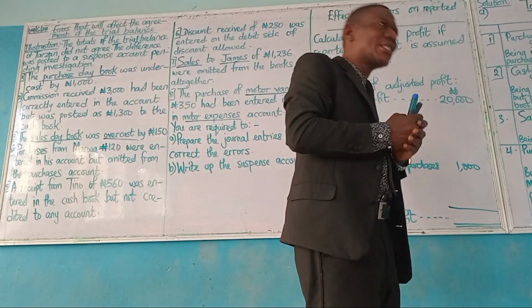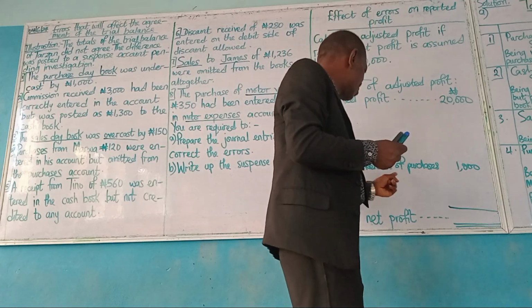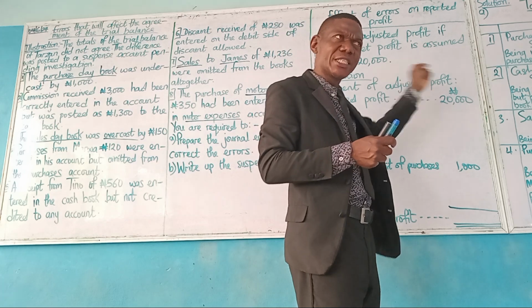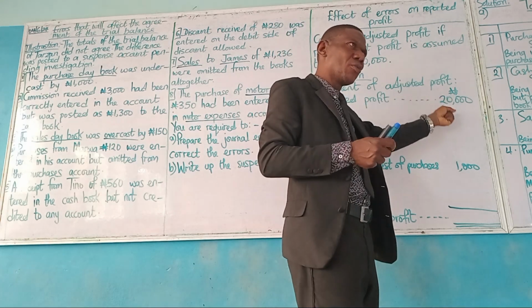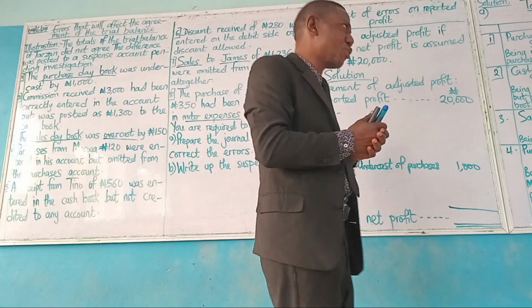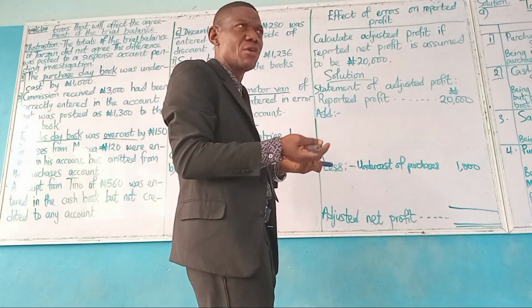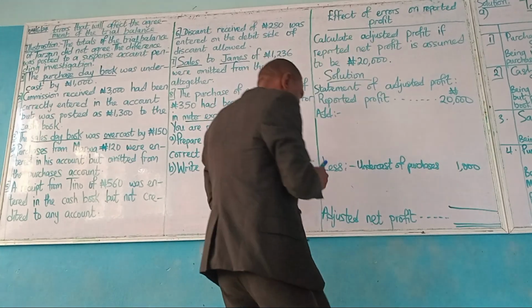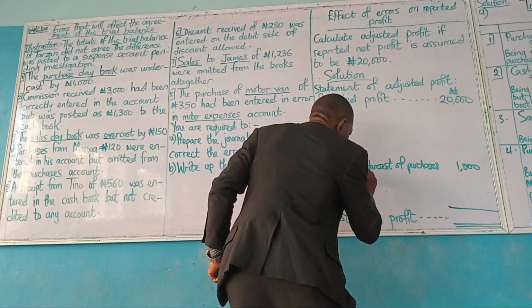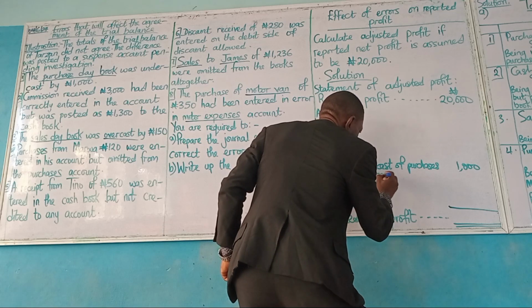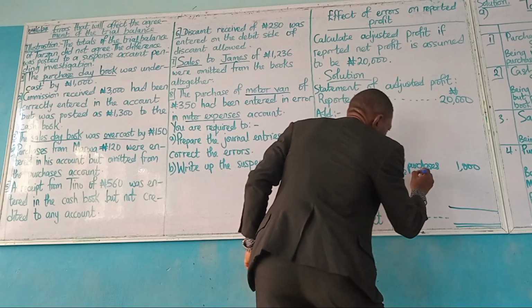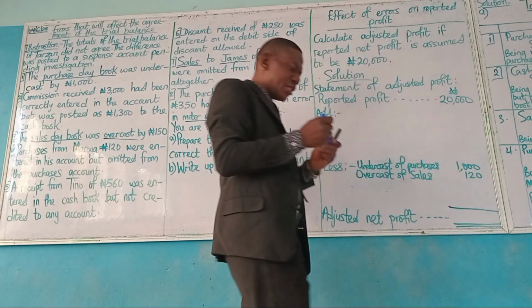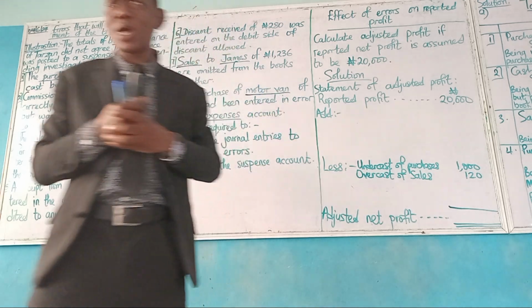And when we reduce our sales figure, automatically we are reducing our reported profit. If we reduce our sales figure, which is an income, automatically our net profit will also reduce. So it's also coming there. Less overcast of sales, 120.